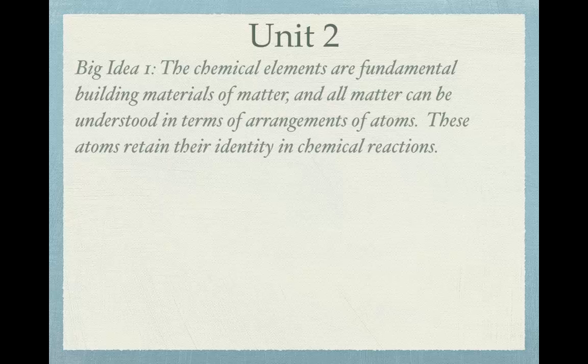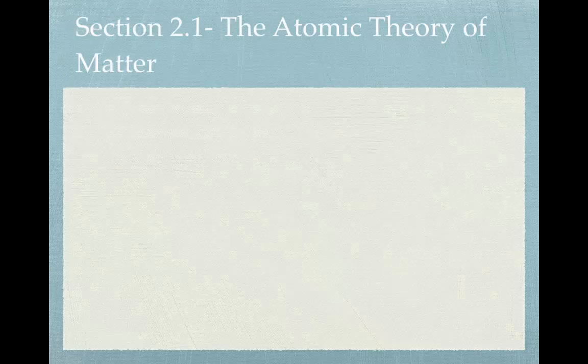And so the first thing that we're going to be looking at is section 2.1, the atomic theory of matter. And we're specifically going to be looking at how this concept of the atom has evolved over time. And the first that we're going to look at is Dalton's atomic theory. Now, there are 4 different main points for Dalton's atomic theory.